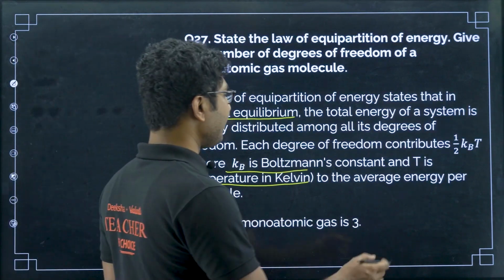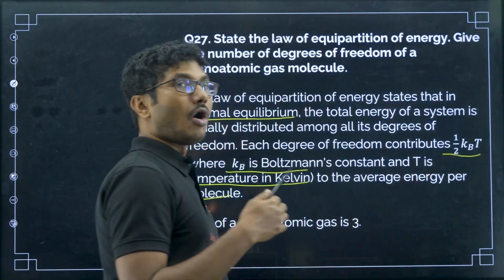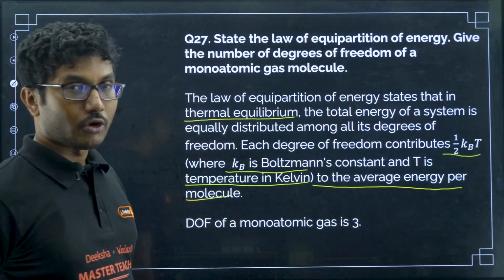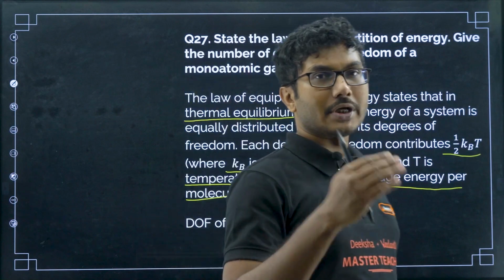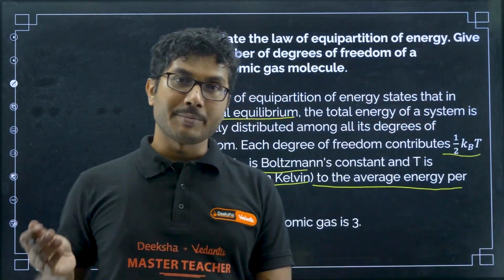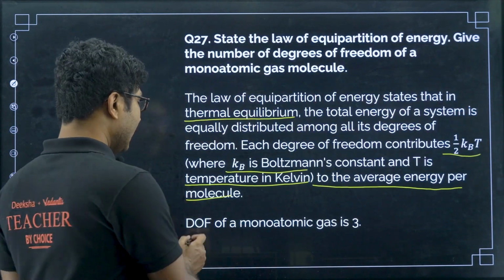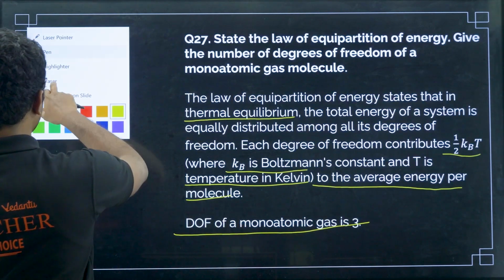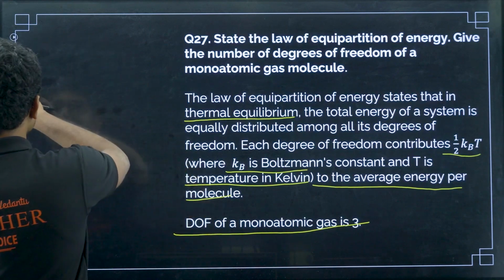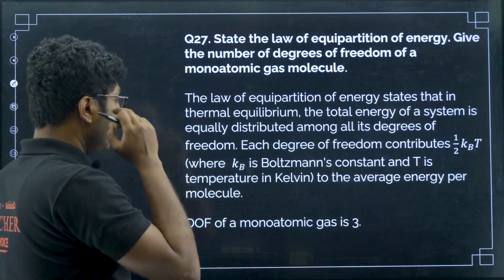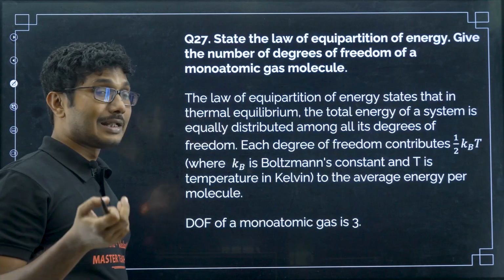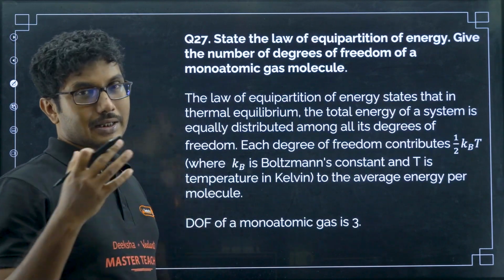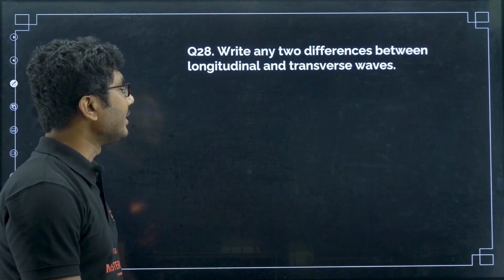So, basically half kBT is contributed by all degrees of freedom to calculate the average energy per molecule. So, for one molecule, each degree of freedom is contributing half kBT. You have to mention what kB is and what T is. Degrees of freedom for a monoatomic gas is 3. For a diatomic gas with a bond, it is 5. Triatomic gas depends on how it is oriented, but for monoatomic gas it is always 3, and for diatomic gas it is 5.